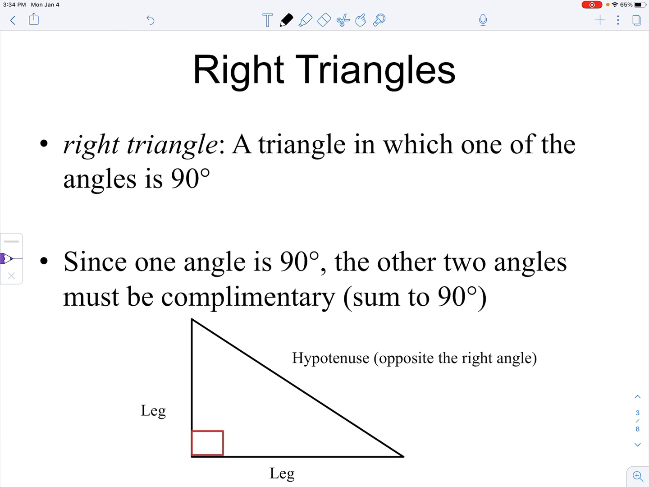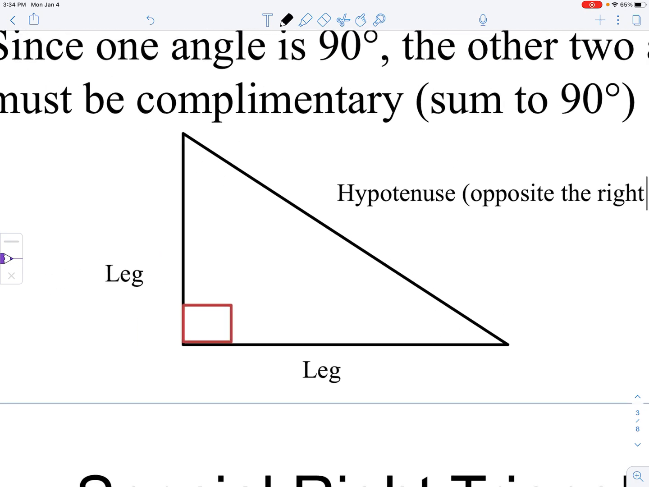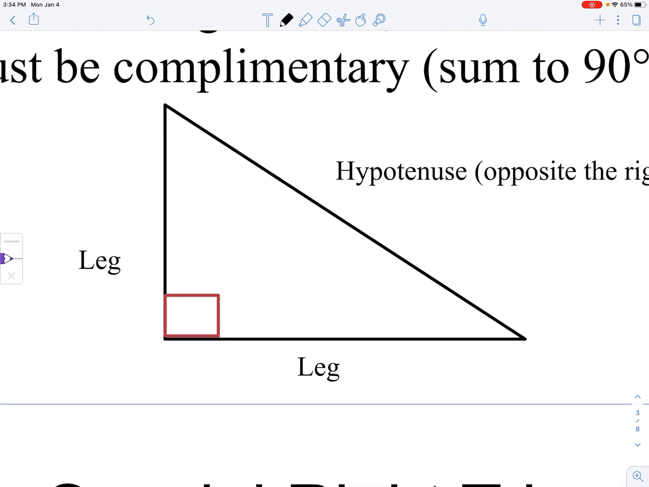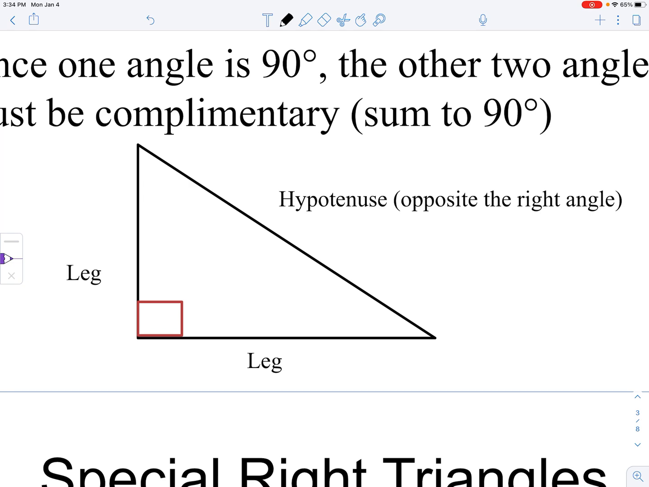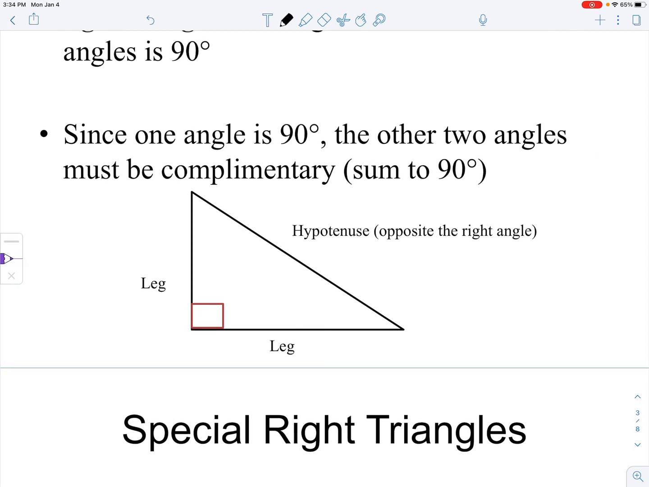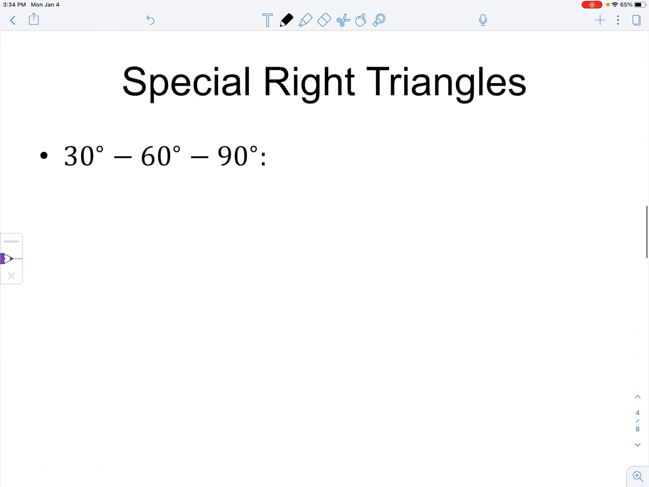We are going to focus on similar right triangles. Right triangles are triangles that have an angle equal to 90 degrees, right? We call the 90 degrees a right angle. For the sides of a right triangle, the two sides that create the 90-degree angle are referred to as the legs of the triangle. And then the side opposite the 90-degree angle is referred to as the hypotenuse.